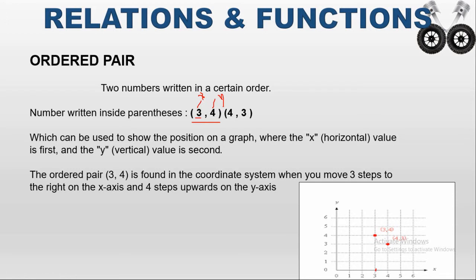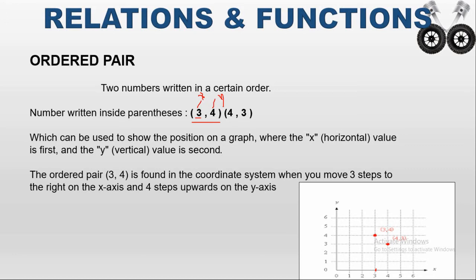Then y is the y coordinate. From 3, I have to move upward. How many positions do I have to move upward? 4 steps. So from 3, I will move 4 steps. I will reach this point. So this is the coordinate of the numbers 3, 4.